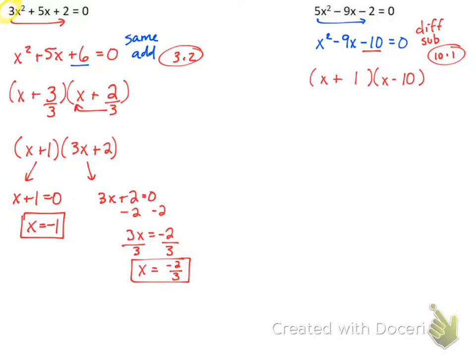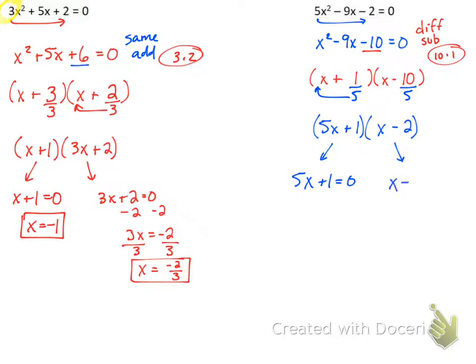Again, I want to divide them both by 5, so there's my divide step. Get x plus, this one's the one I got to do bottoms up with. I get 5x plus 1. And then the second one, I get x minus 2. Split it off into two separate equations. Get 5x plus 1 is equal to 0, and x minus 2 is equal to 0.